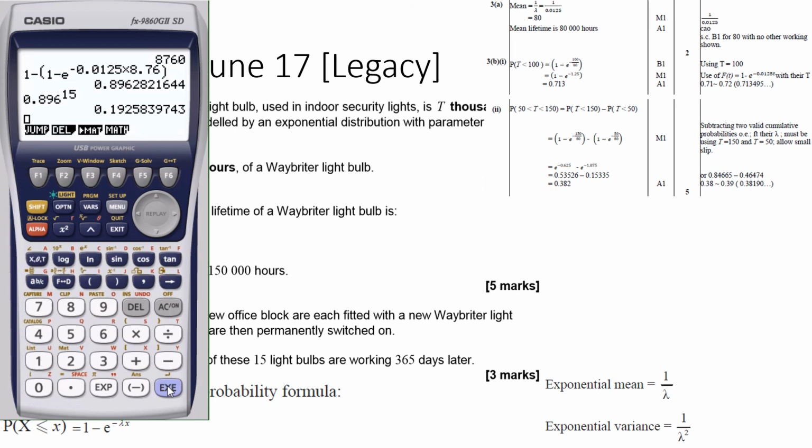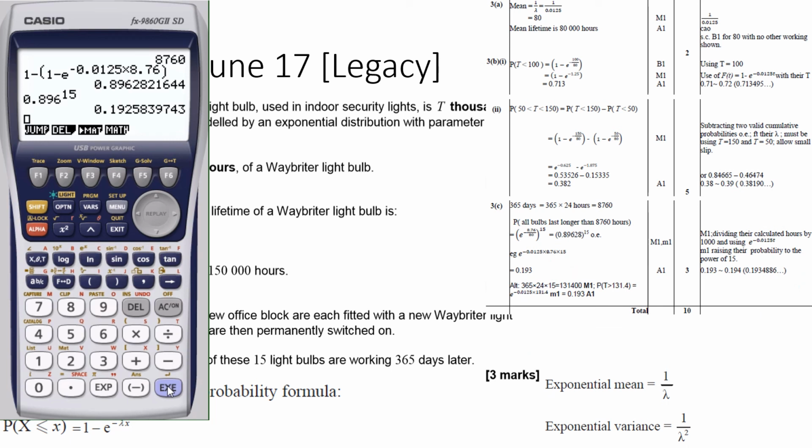So I'll just repeat that again. We've converted days into hours, 8,760. Working after a year, so the lifetime is longer than, more than. So I work out 8.76 thousand hours. Take that away from 1, because I want more than. And because all of the 15 bulbs are still working, hence why that probability is raised to the power 15. There's a few variations, but yeah, 0.9193 is the correct answer there.